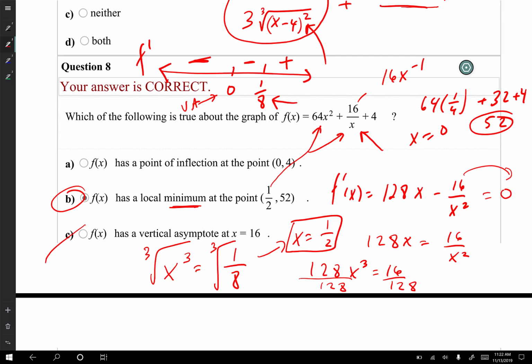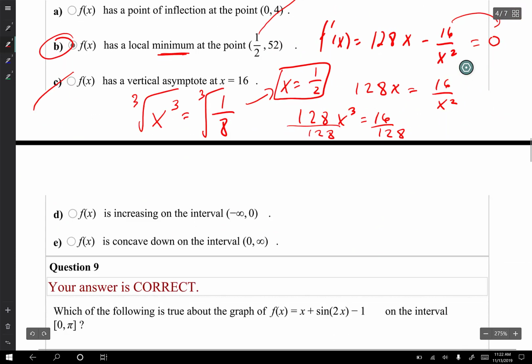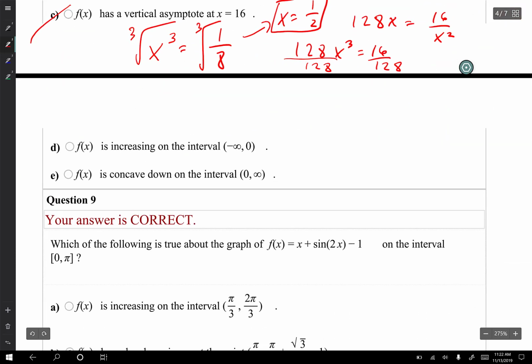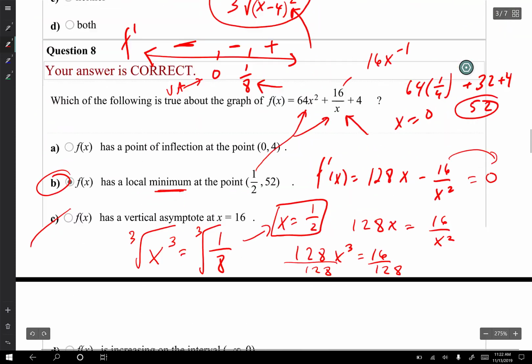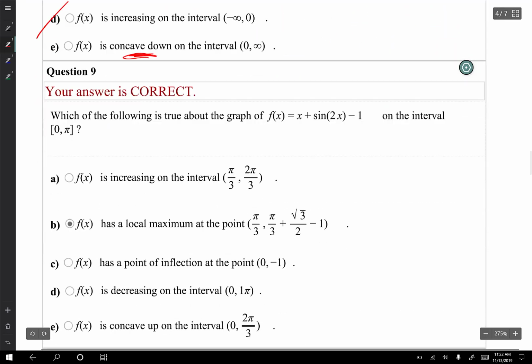If I would have had a false statement, I would have kept going, guys, and I would have taken another derivative. All right, here we go. Now look at that. Increasing from negative infinity to 0. Let's see. Nope, you're decreasing. That's a false statement. And I would have done another derivative to see the concavity if I didn't have one that was true.